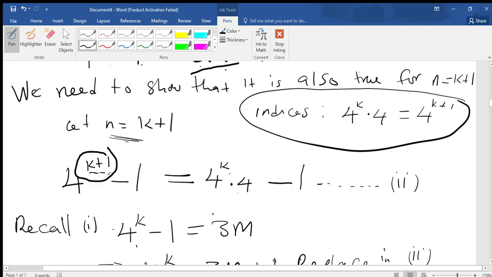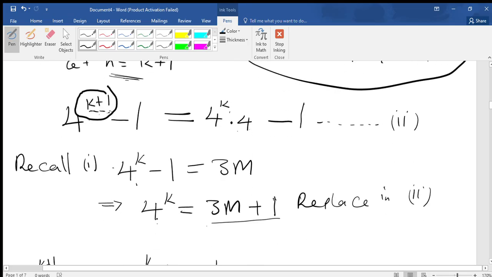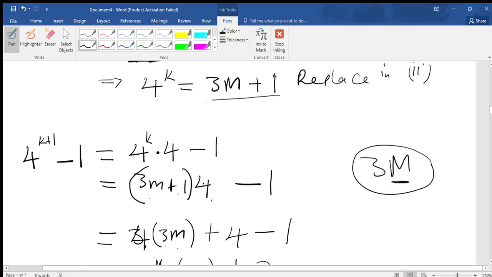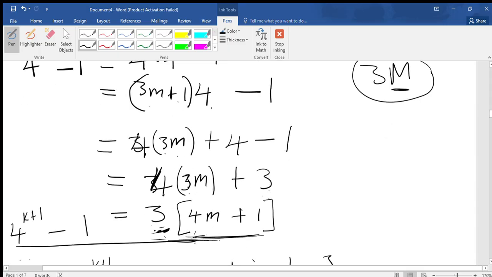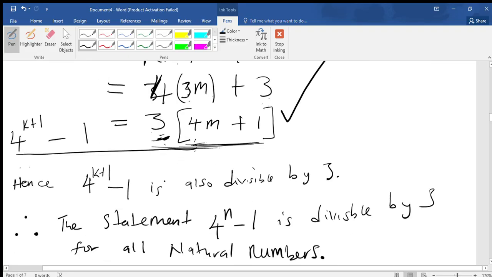And in this equation, we'll substitute from equation 1 what 4^k is. Since 4^k minus 1 is equal to 3m, we can make 4^k the subject. The minus 1 goes to the other side and becomes positive 1. Then you substitute inside there, multiply throughout, and simplify. After doing so, factor out your 3. Once the 3 has been factored out, you can conclude that the expression you have now is indeed a multiple of 3. Hence, this 4^(k+1) minus 1 is also divisible by 3.